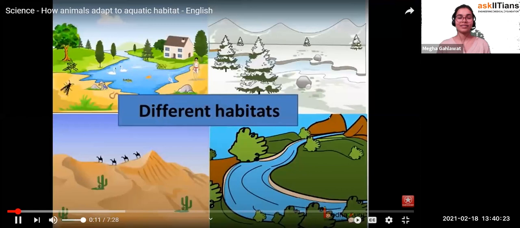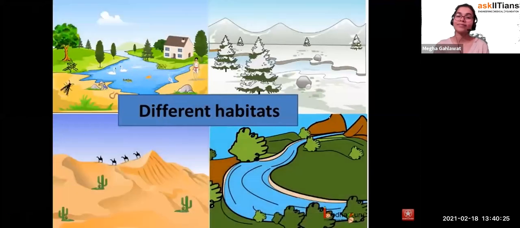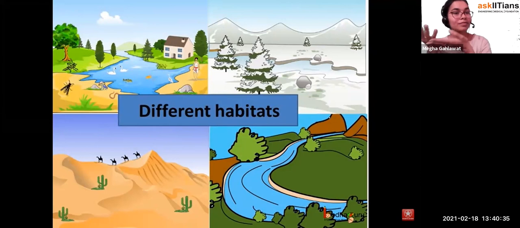Already know the surrounding where an organism lives is called its habitat. Like the fish lives in the water, which is aquatic habitat. The penguins live in the snowy region. The camel lives in the desert habitat.